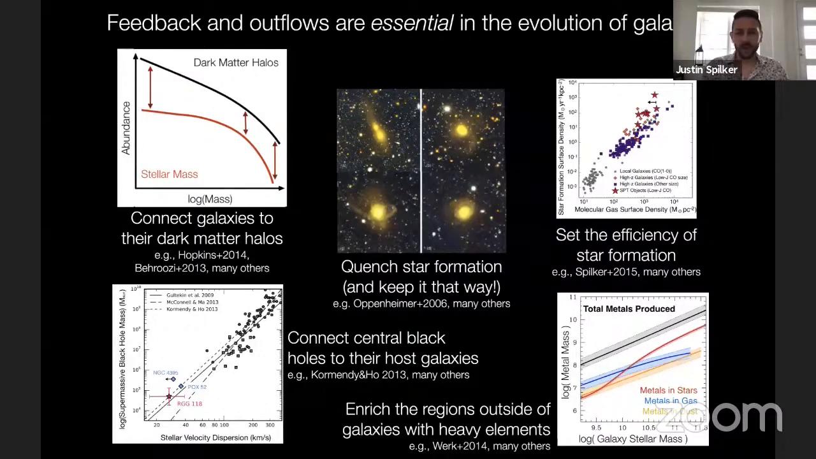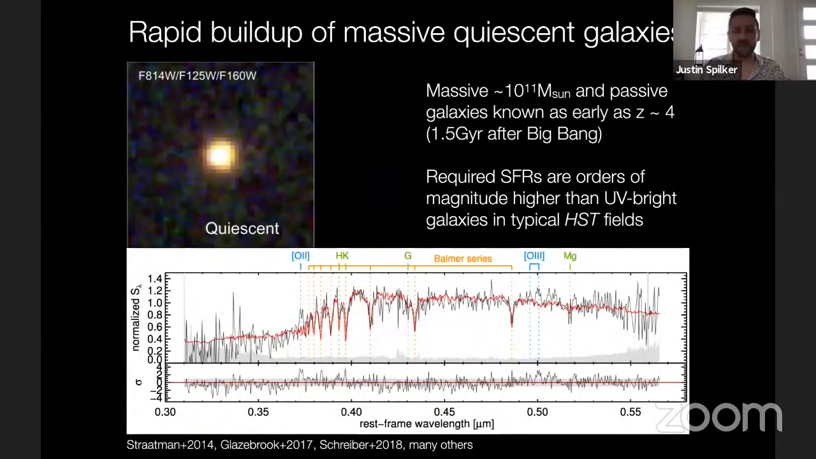And even way early in the history of the universe, we know that that feedback must have been operating. This is just one example of a very massive galaxy that we know existed as early as redshift 4. The stellar mass is about 10 to the 11 solar masses. And if you don't speak optical spectroscopy like myself, you can tell that this galaxy is quiescent because of the label here on this upper image that tells you that it's quiescent.